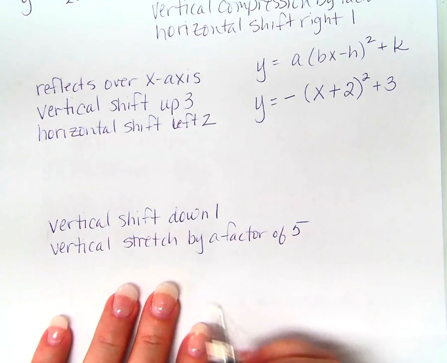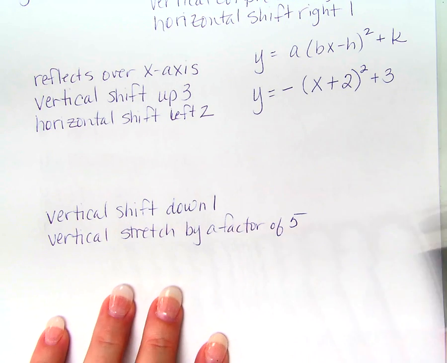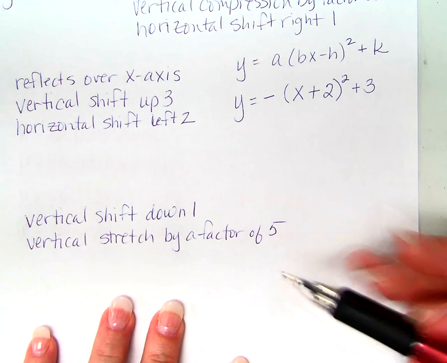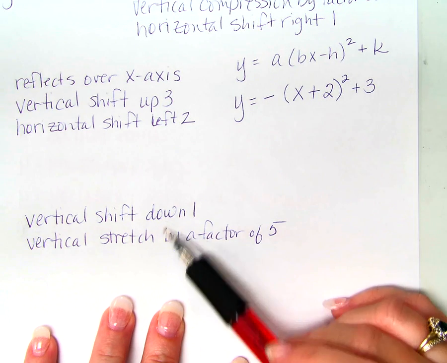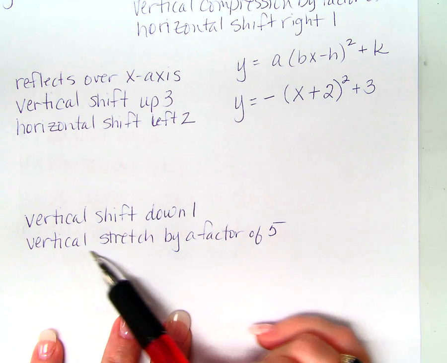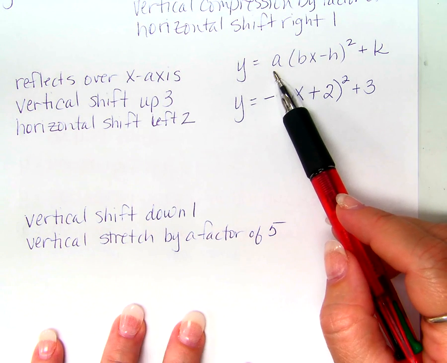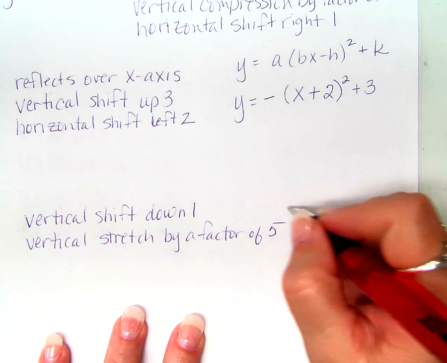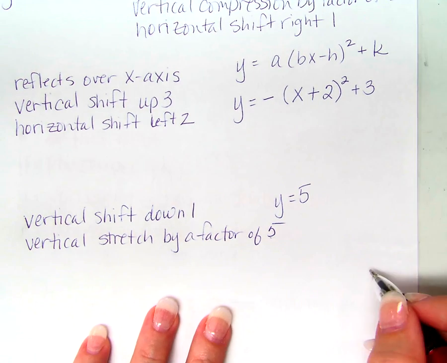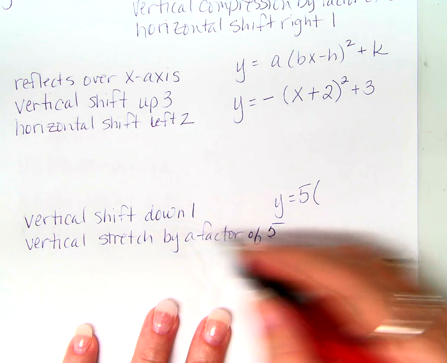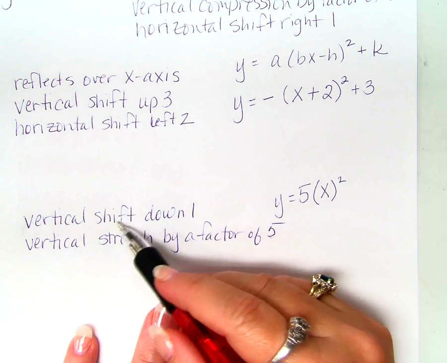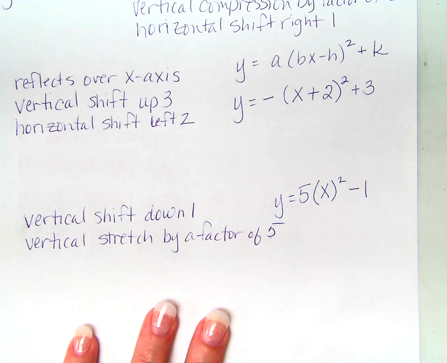Okay, one last example. Vertical shift down 1 and a vertical stretch by a factor of 5. Using this as our pattern, we don't have a reflection of any kind, so I know my a is going to be positive. I do have a vertical stretch, and that's going to be something on the outside, because vertical things happen on the outside of the main function. So my a value is going to be 5. I don't have any horizontal changes, so I'm just going to have x squared. And then plus k, I do have a shift down 1, so minus 1.